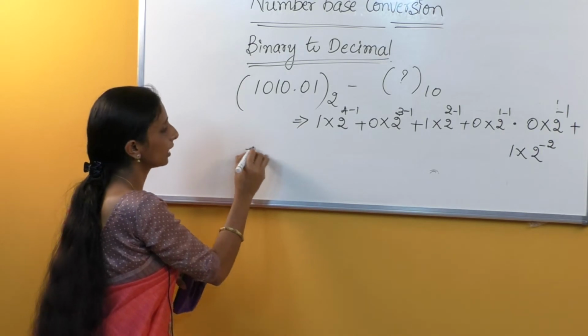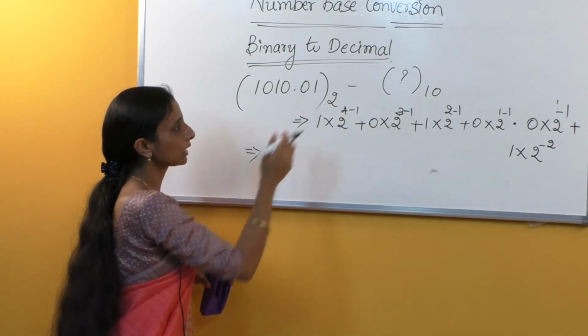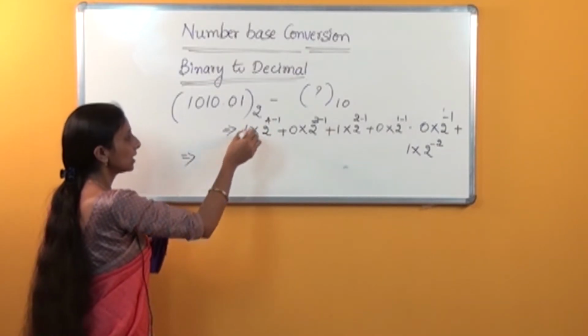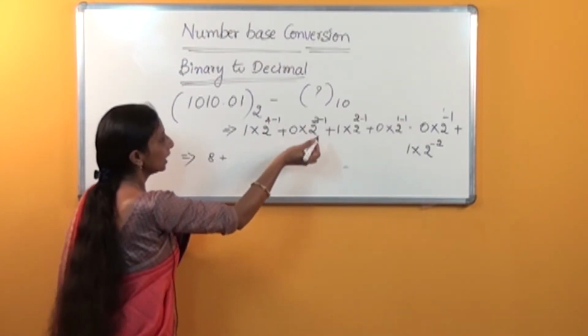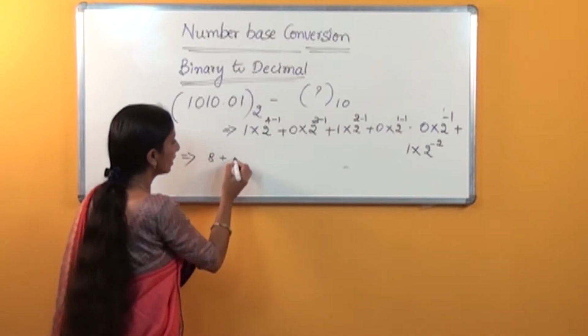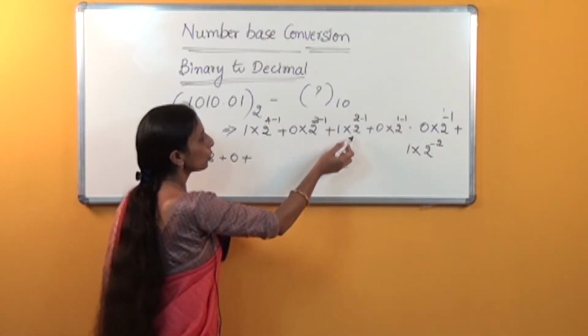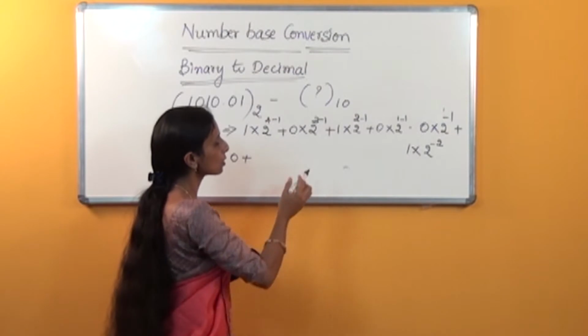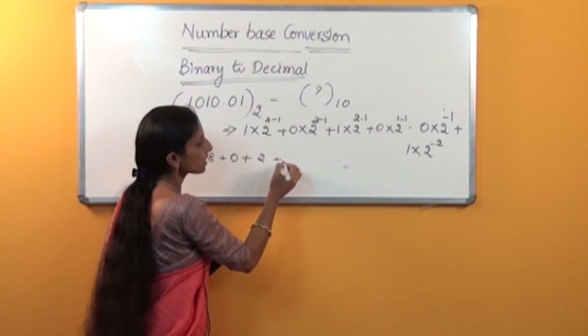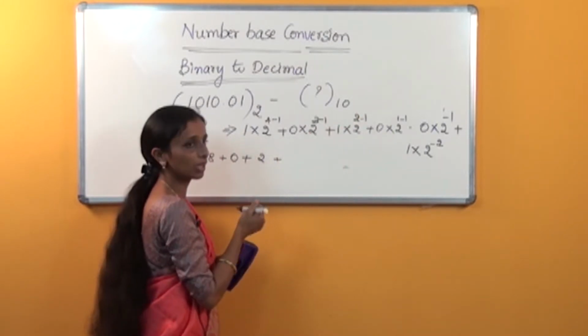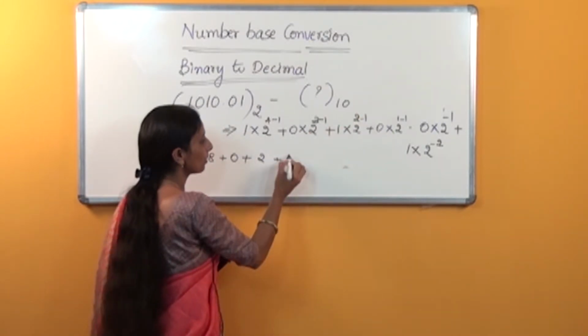Here we are going to get the result as 2 to the power 3, which means 8. 8 into 1 is 8, plus here if we multiply with 0 we get a result of 0. The next, 2 to the power 2 minus 1, that is 2 to the power 1, which is 2. 2 into 1 is 2, plus here that is 0. If we multiply any digit with 0, it will be 0.